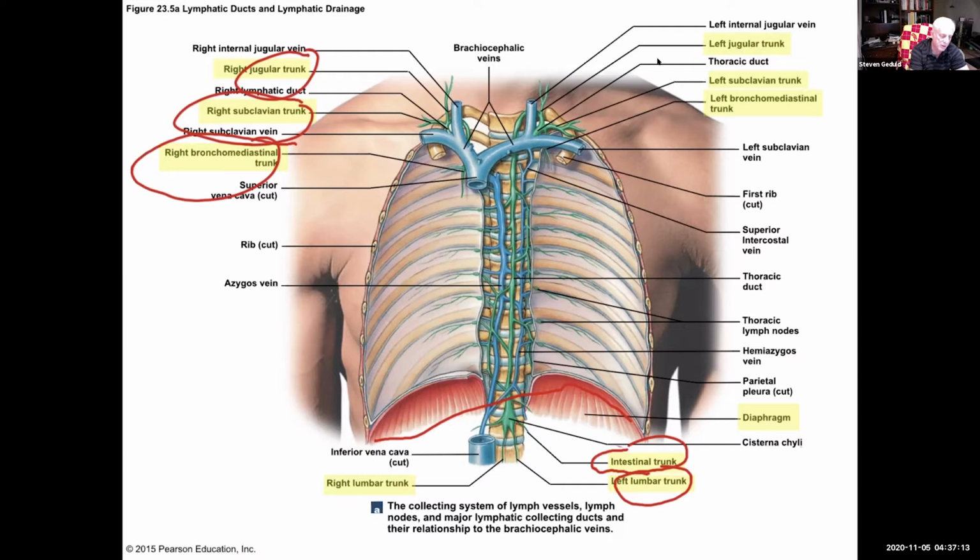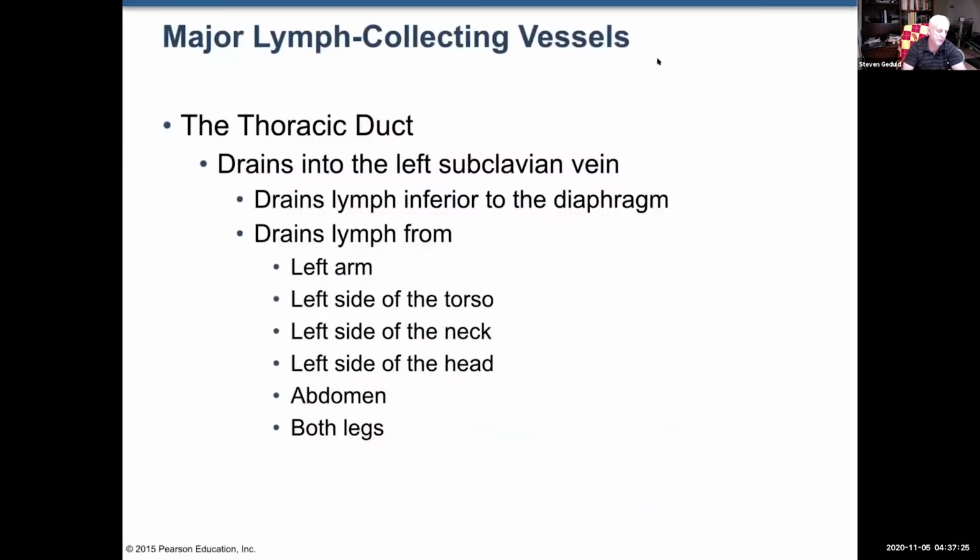These are going to form into large ducts and drain into the subclavian veins, returning fluid back into the heart and the systemic system, to keep fluid from building up. Your thoracic duct drains directly into the left subclavian vein. Okay, the thoracic duct drains the lymph inferior to the diaphragm. So everything below the diaphragm, the lymphatic system drains through the thoracic duct.